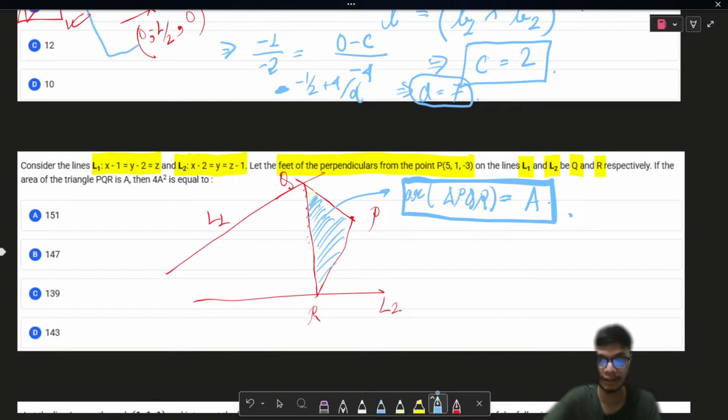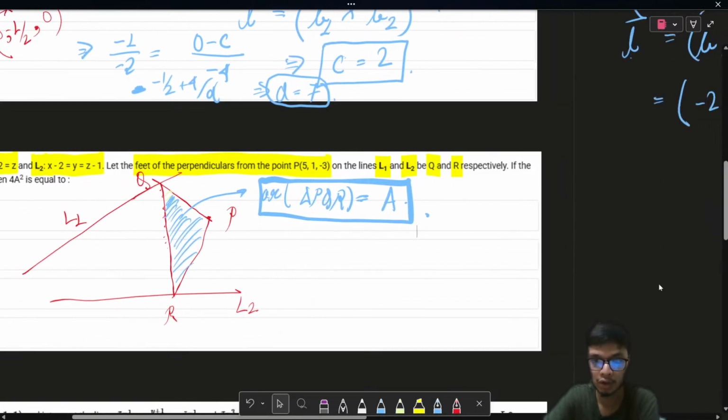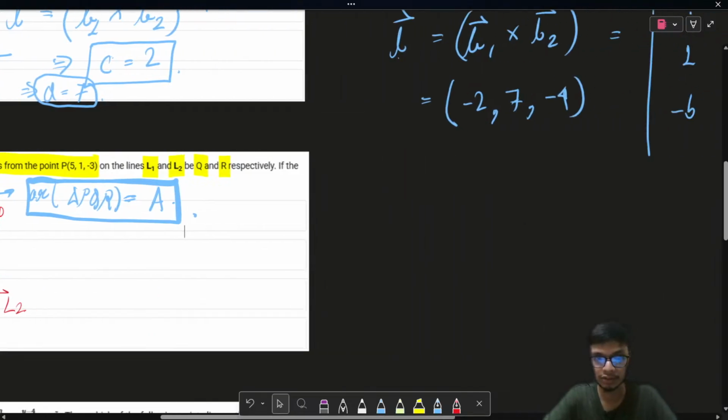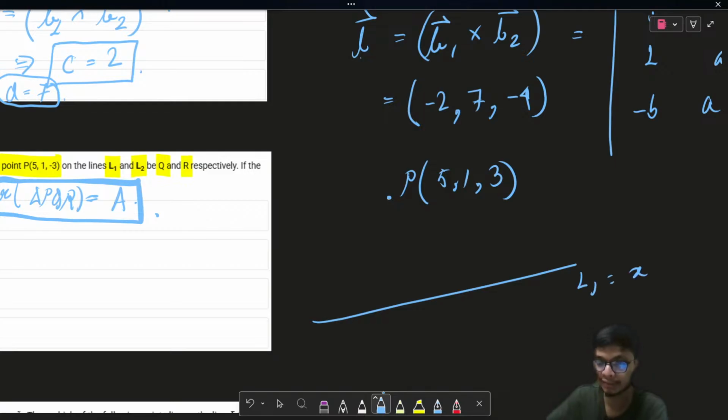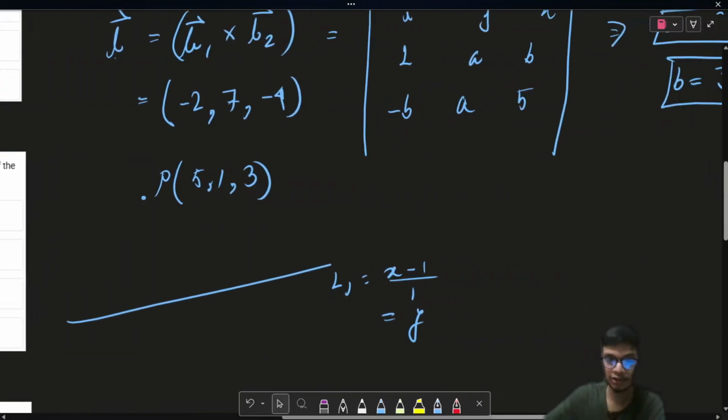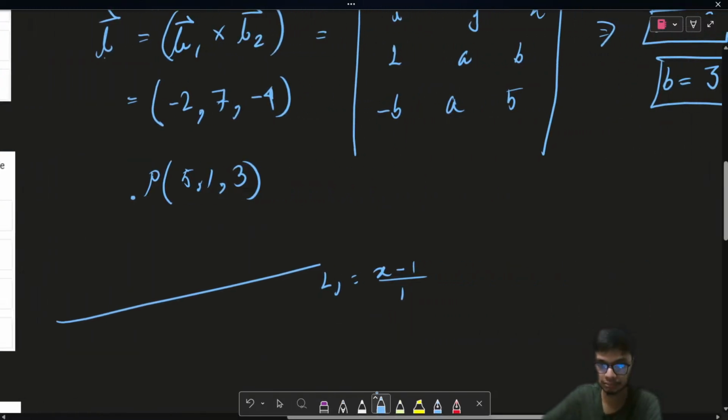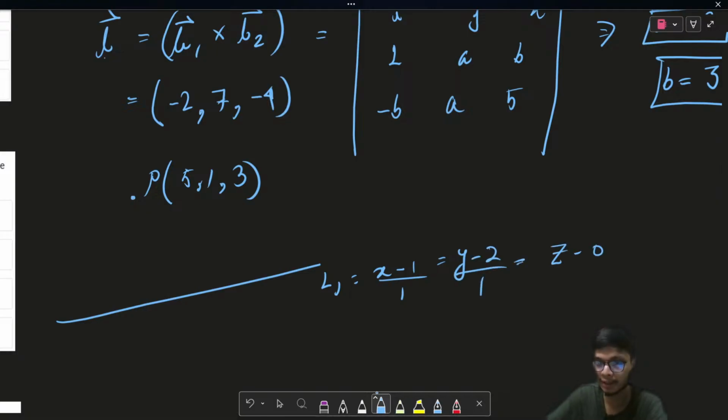In order to solve that problem, again, use the concept of foot of perpendicular. I'm showing it for the point Q. I hope you can repeat the same thing to find the coordinates of R. So let us recollect how to solve the foot of perpendicular. My point P is given as (5, 1, 3), and my line L1 is given as (x minus 1) upon 1 equals (y minus 2) upon 1 equals (z minus 0) by 2, right? This is the equation of line 1.